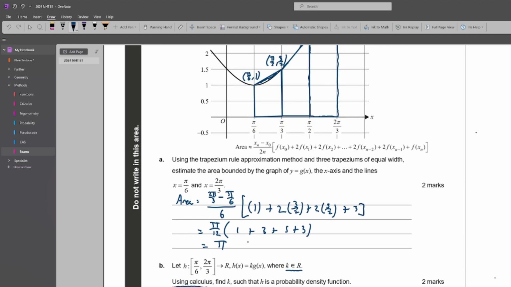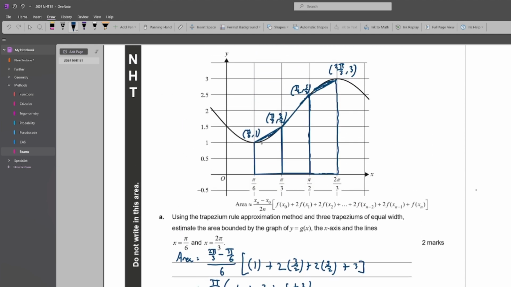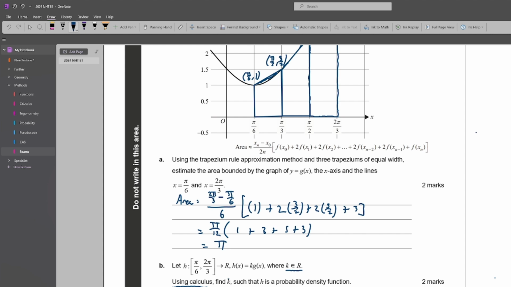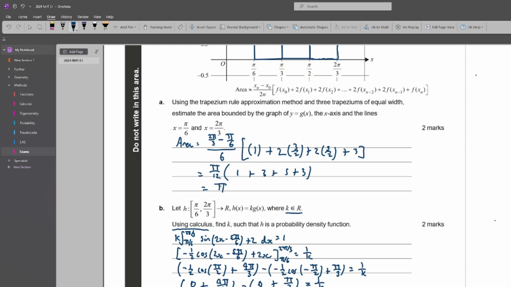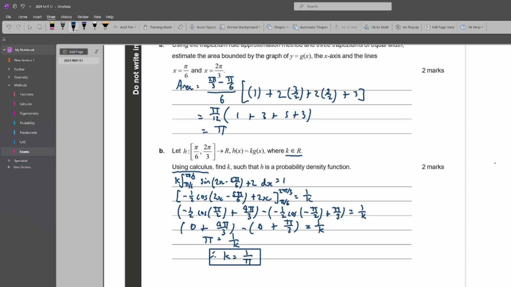So with our trapezium estimate, we found that this area was pi, and we need this area to be 1 after we scale it by the dilation factor k. So if we need this area to go from pi to 1, then the dilation from the x-axis is we're actually going to squish it down. So we're going to multiply by 1 on pi, because then pi area times 1 on pi will give us an area of 1, which is what we need for the probability density function. So hence our dilation factor is 1 on pi, and we can be confident that this answer is correct.